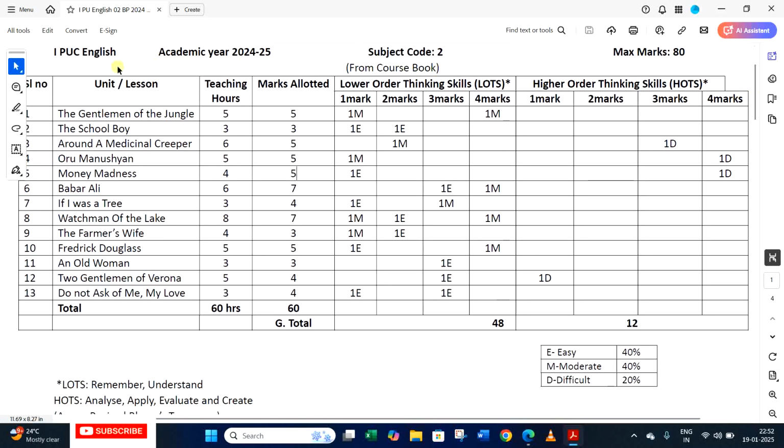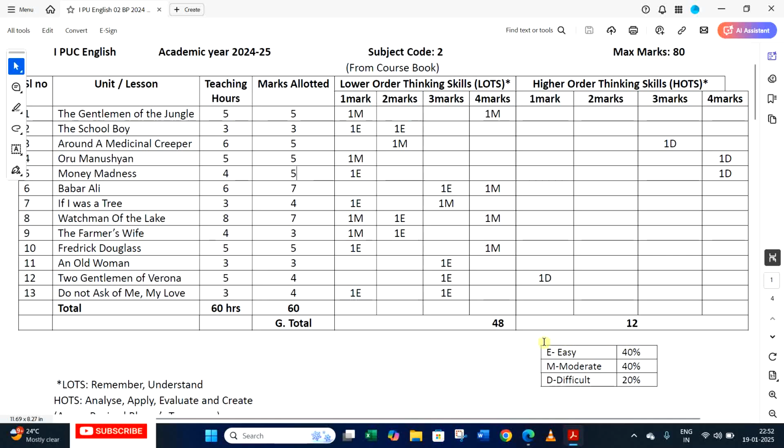This entire table, my dear friends, will talk about how many marks are given to each unit and how marks are divided into questions, like 1 mark question, 2 mark question, 3 mark question, 4 mark question. In this way, all the units from the course book, from unit number 1 up to 13, are given certain marks, and those marks are also divided ahead into different marks, right? This is all about the course book on which the marks are asked, right?